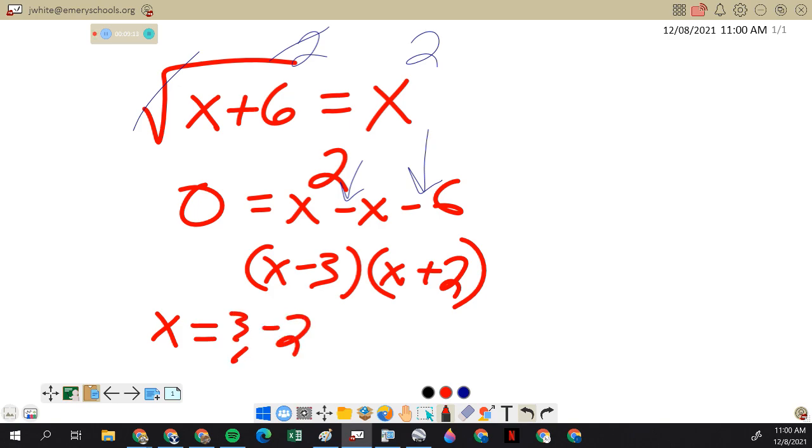What do you think about those answers? The 3 will work, but the -2 won't. Right? So 3 plus 6 is 9. Square root of 9 is 3. -2 plus 6 is 4, and the square root of 4 is not equal to -2, so that one does not work. Okay? So algebraically, we got a result that doesn't work in the original equation, and that can happen anytime you're solving a square root.